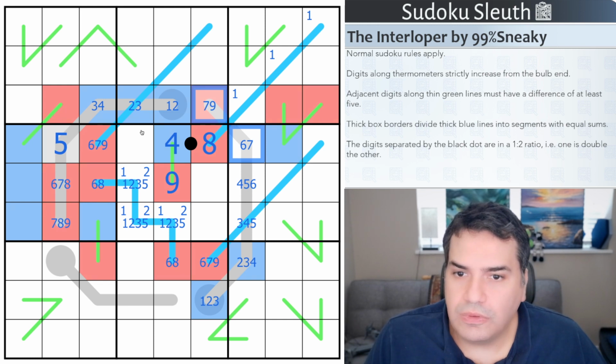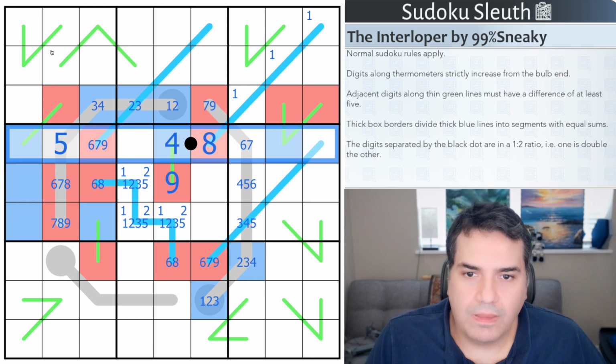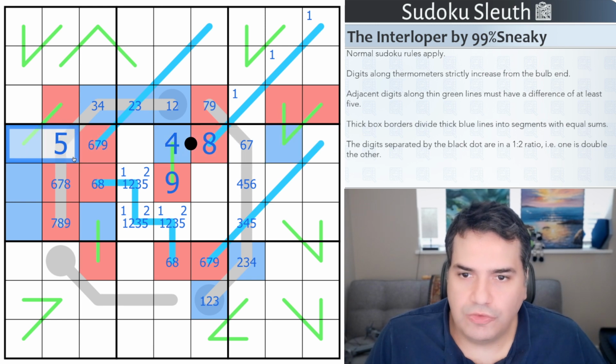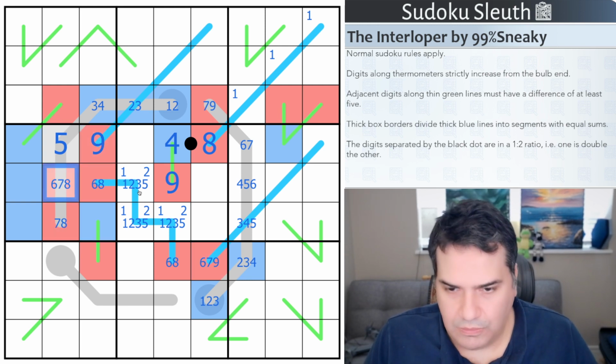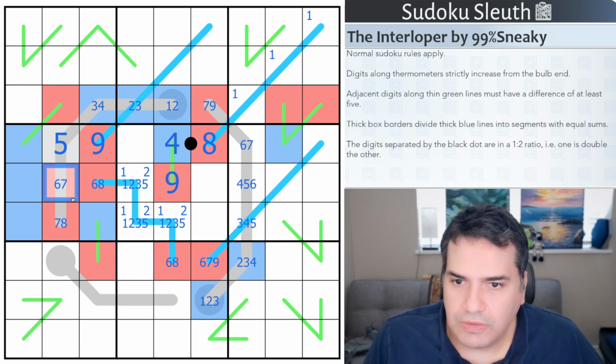Staying on row 4, where can 9 be? Well, it's not a low digit, it's not 5. Can't be in the same box with another 9. It's not 4 or 8 or 6 or 7 or a low digit. You can never have a 9 on a region sum line where one of them is a single cell. So the only place for a 9 is in here. That removes a degree of freedom there. This is 6, 7, 8.